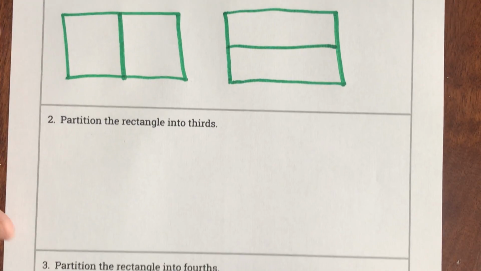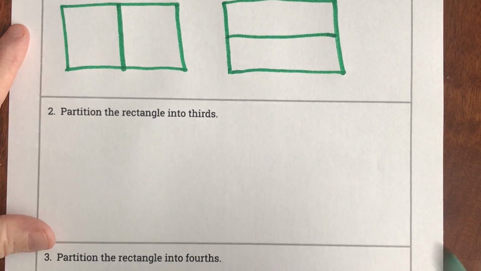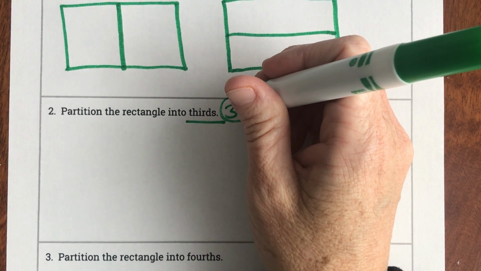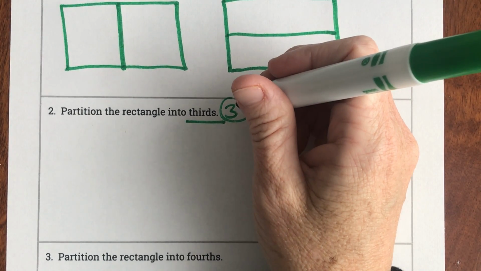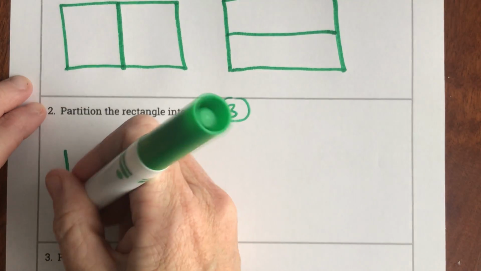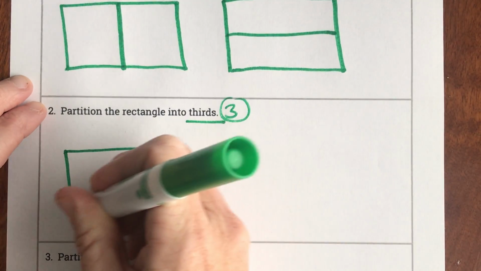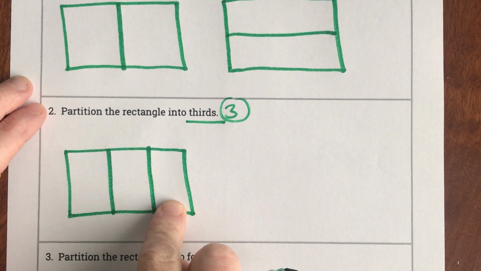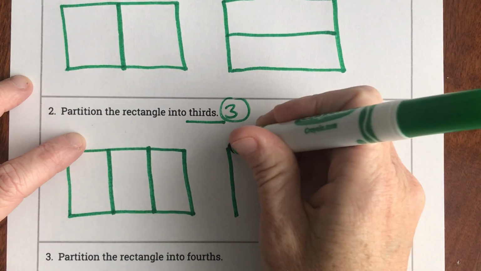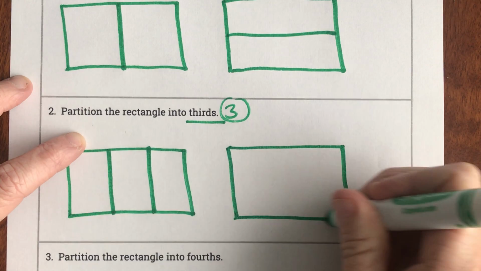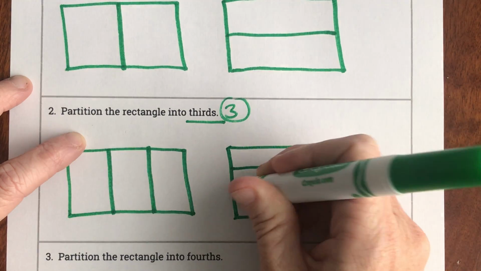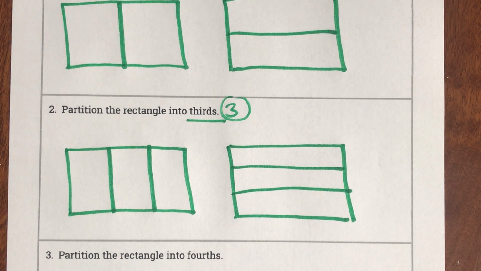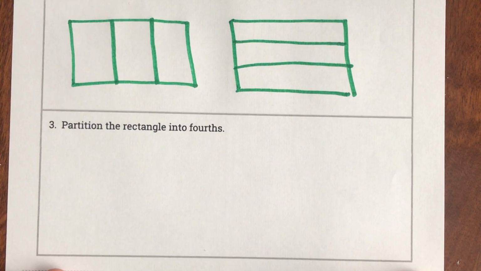Okay, let's try another one. Partition the rectangle into thirds. Thirds means that we're going to have 3 equal parts. So we could use vertical lines, and we have 1, 2, 3 equal parts. Or we could use horizontal lines and get 1, 2, 3 equal parts. Okay, let's do one more together.